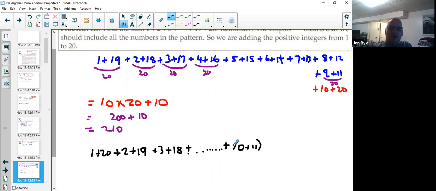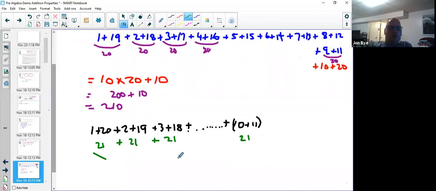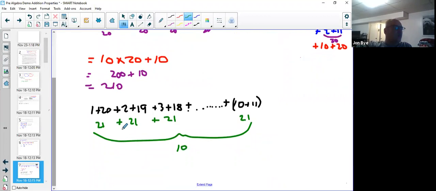What does each of those sums add up to? 21. Yeah, so each one is just 21, right? How many 21s do we have? 10. We have 10 21s, right? Because we can see we went 1, 2, 3, all the way up to 10 plus 11. And so we end up with 10 21s. Adding 21 up 10 times is the same as multiplying 21 by 10, right? So this is 10 times 21.